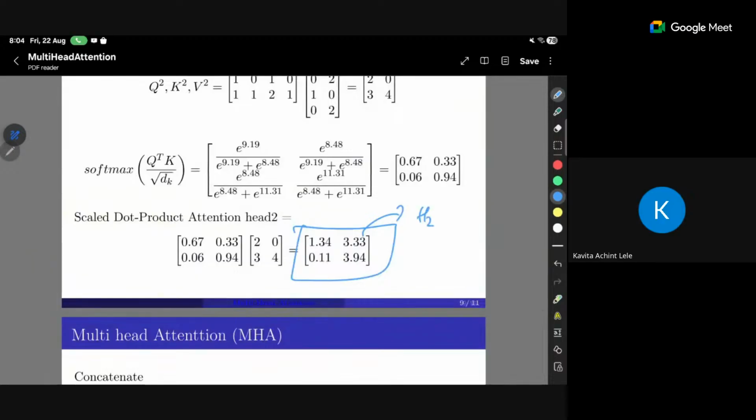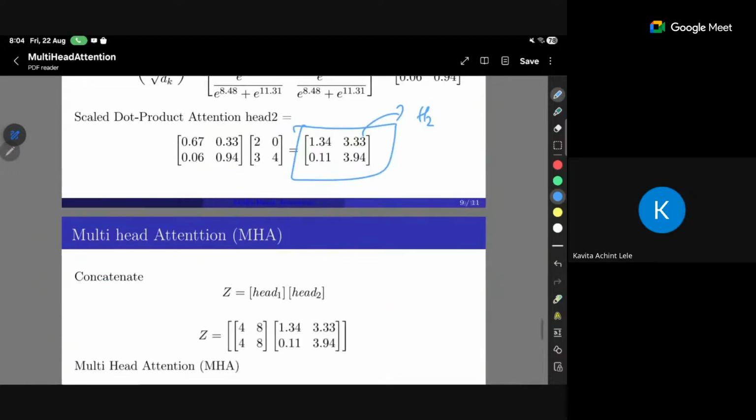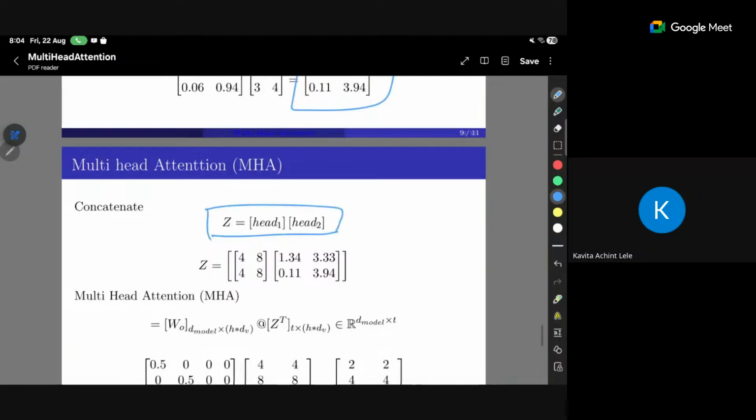Okay, H2. Now I have to concatenate them. So remember, I have to concatenate this. This is how I'm going to concatenate sidewise, right? So head one and head two. So I'm concatenating sideways. I'm not concatenating vertically, but horizontally. Why I have to do? Because if you see the dimensions of this, you'll understand why I have to do this way only and not other way. Okay.